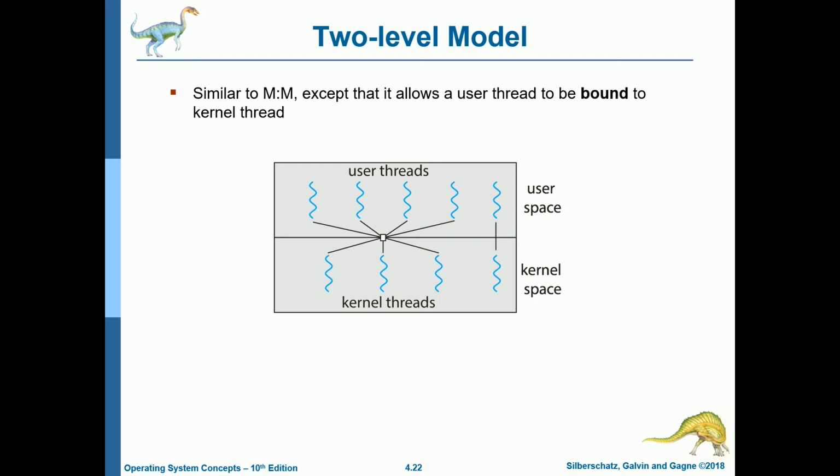One variation of many-to-many is called the two-level model. Now, this model still multiplexes many user-level threads to a smaller or equal number of kernel threads, but it also allows user threads to be bound to a kernel thread. Now, the many-to-many model appears to be the most flexible of the models discussed, but in practice it is difficult to implement. In addition, with an increasing number of processing cores appearing on most systems, limiting the number of kernel threads has become less important. As a result, most operating systems now use the one-to-one model.